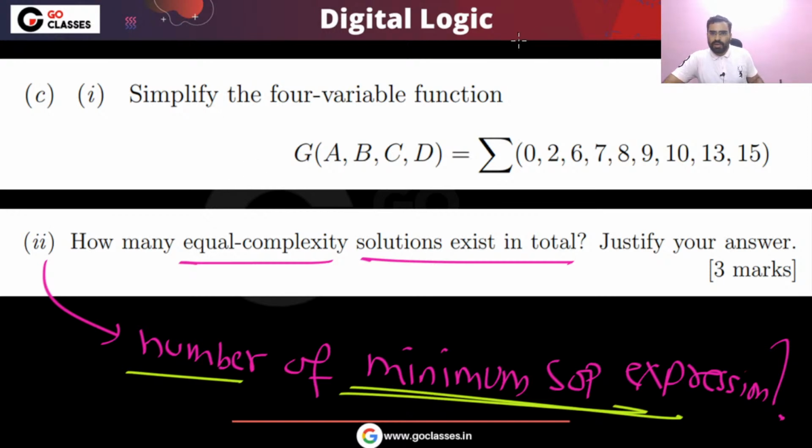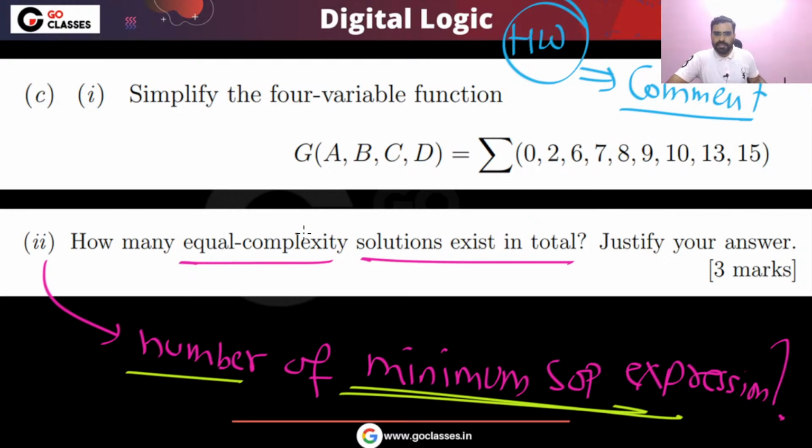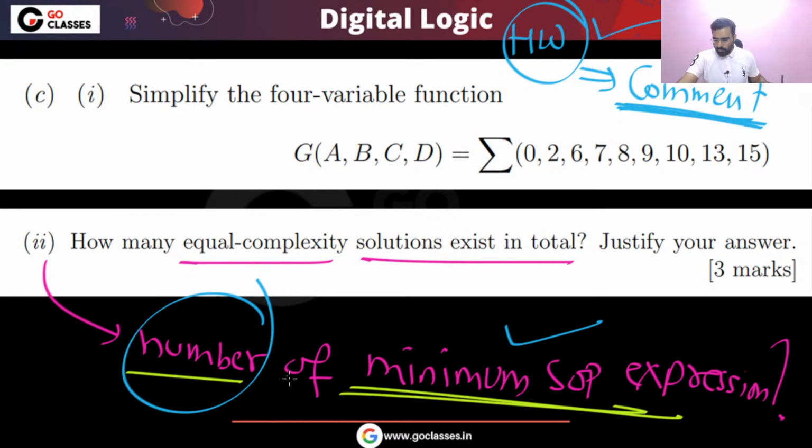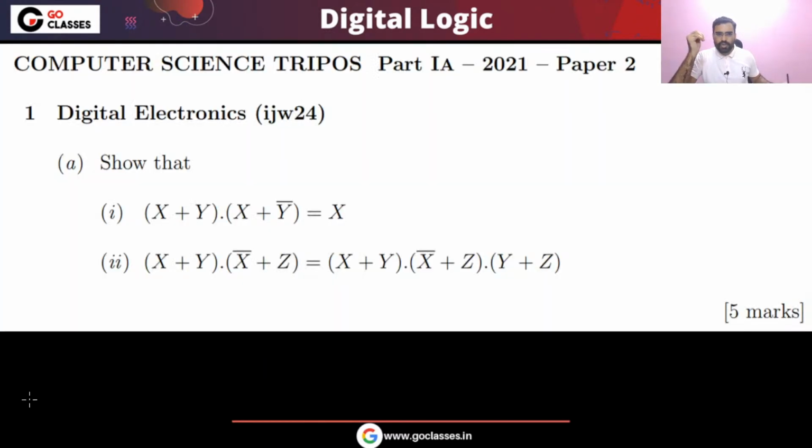Can I give this question as a homework? Please tell me. You can write your answer in the comment. What is the number of minimum SOP? You find this and write the answer in the comment. How many SOP are there? Write this number in the comment, and also write all the minimum expressions in the comments. Yes or no? Can I move on? Similar questions we have done already, 2-3 questions. So take this question as a homework and write your answer in the comments so that your answer is not wrong.